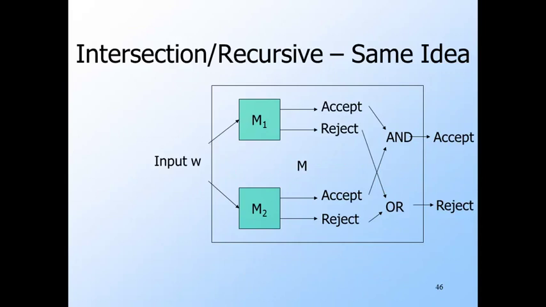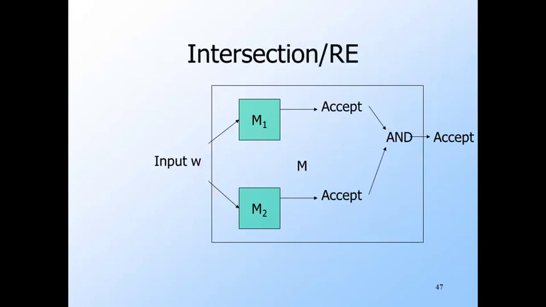We design M to feed its input to the simulated M1 and M2, and M accepts if both accept, and M rejects if either rejects. And here's a picture proof for the intersection of recursively enumerable languages. Again, M feeds its input to M1 and M2, and it accepts if both accept.